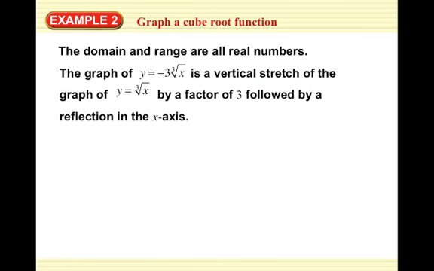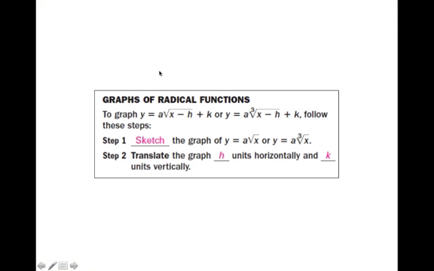All right. So the domain and range are all real numbers because we can plug in negative values as well as positive, and we can generate negative values as well as positive. 0 is fine. The graph of y equals -3 times the cube root of x is going to be a vertical stretch by a factor of 3 because the absolute value of that coefficient is 3, followed by a reflection in the x-axis or across the x-axis because of the negative.